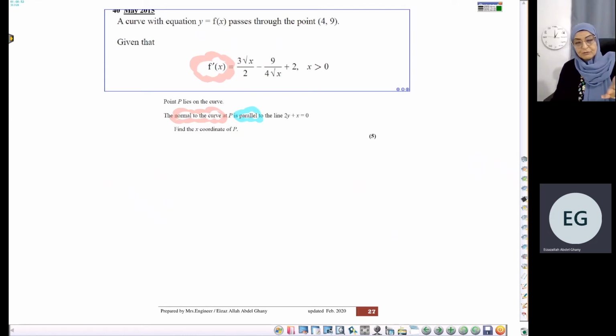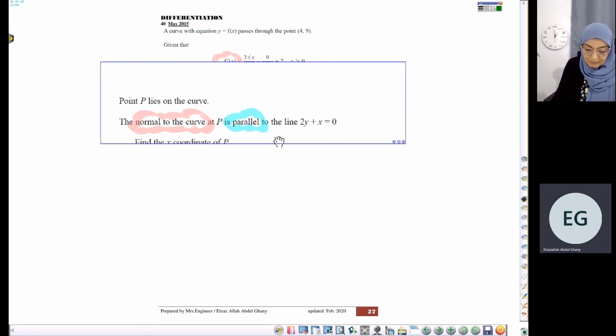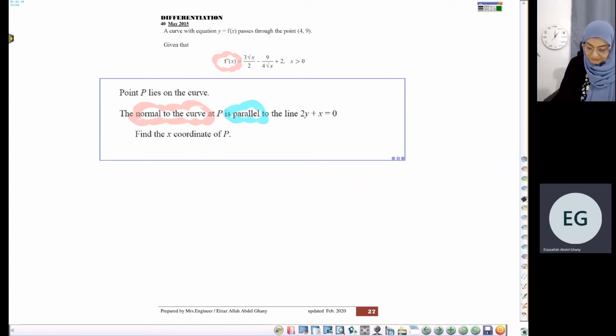Do you know the curve equation? No. But he gave me already the first derivative. Thank you. He differentiated for me. Thank you so much. After he finished writing this, what are the requirements? Point P lies on the curve, and the normal to the curve at P is parallel to the line so and so. Find the x coordinate of P.